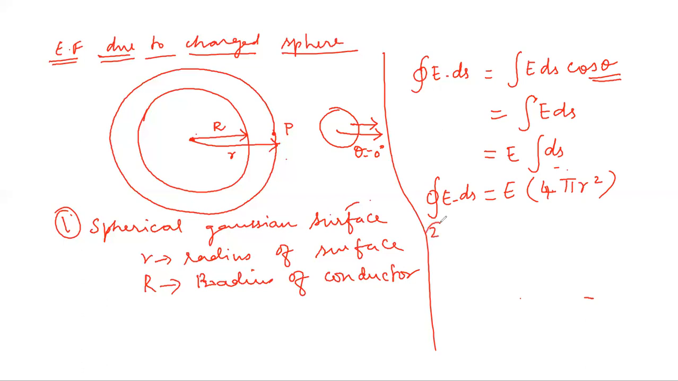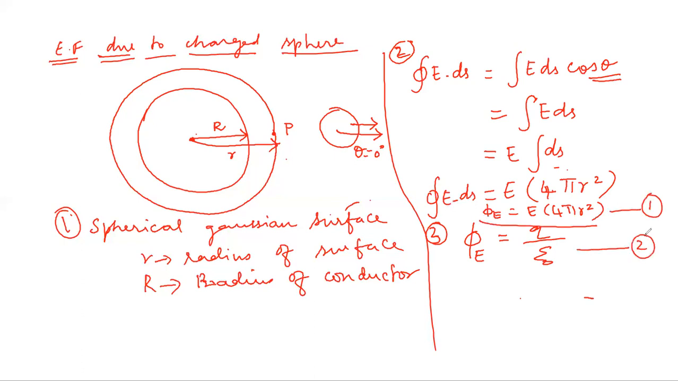Next step, this is actually step 2, right? We are finding E dot ds. Step 3, using Gauss theorem, I know phi is equal to Q by epsilon naught. This is also nothing but phi is equal to E into 4 pi r square. How am I writing this? We have already been doing the same thing, right? Phi E by definition is integral E dot ds, so I am writing like this. This is equation 1, this is equation 2. So step 4, I have to equate both. If you equate both, what will you get? E into 4 pi r square is equal to Q by epsilon naught. So what is E? E is equal to Q by 4 pi r square epsilon naught.